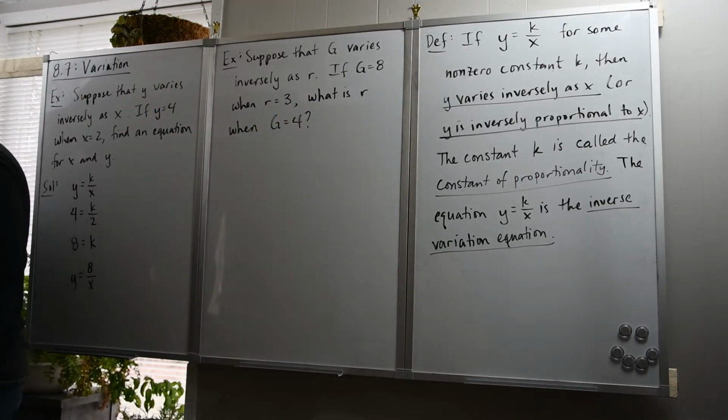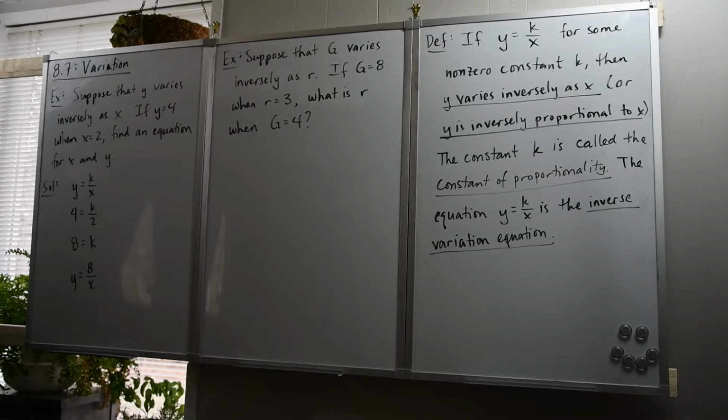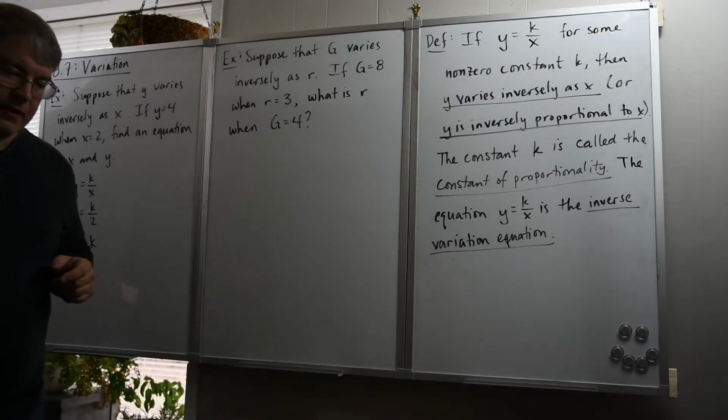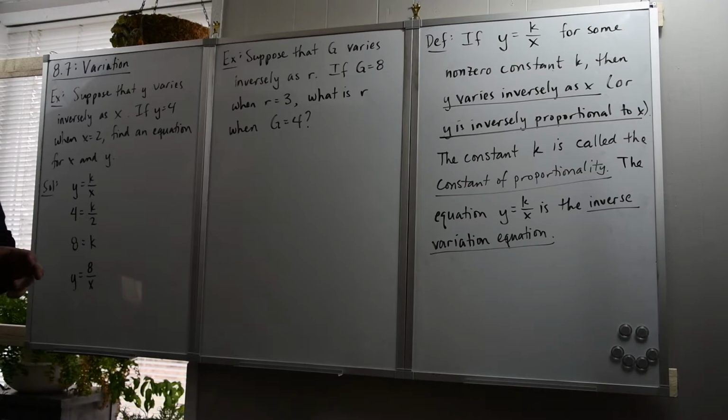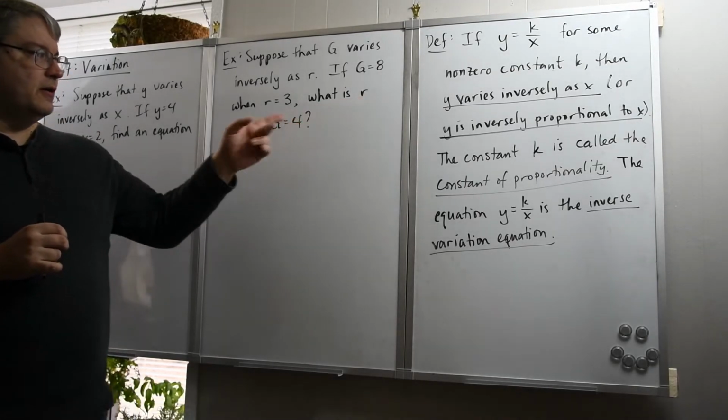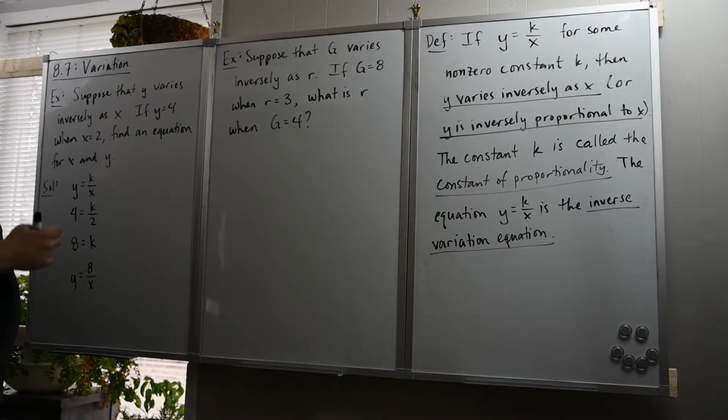So that's what we're going to want to take a look at. G varies inversely as R. We know G equals 8 when R is 3. That's going to help us figure out the value of K in our equation. And then once we have our more specific inverse variation equation, we'll be able to figure out what R is, knowing that G equals 4.